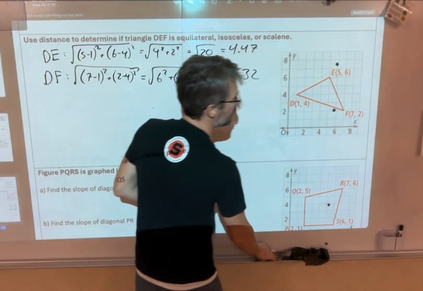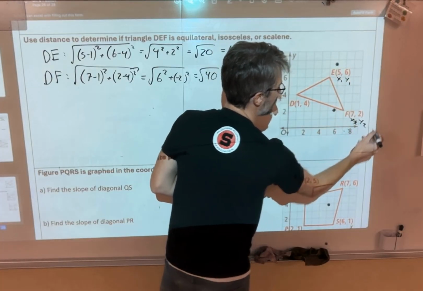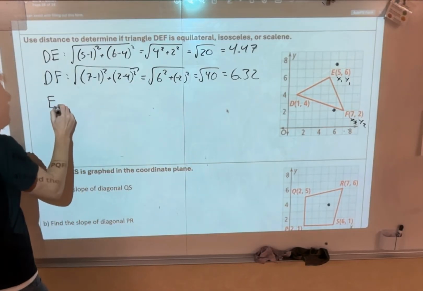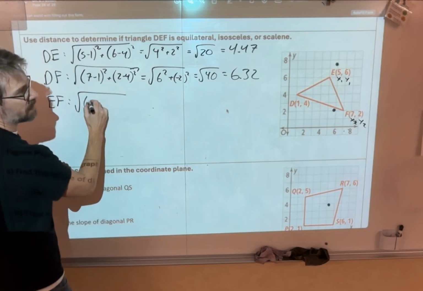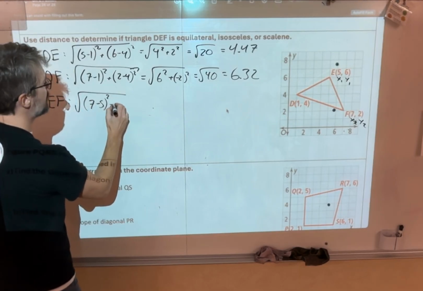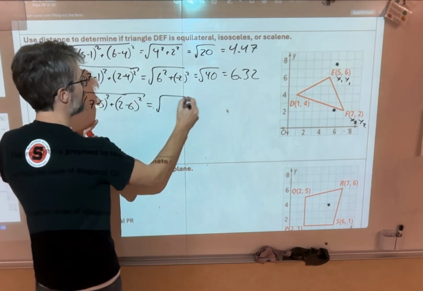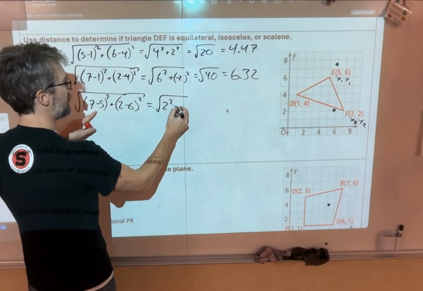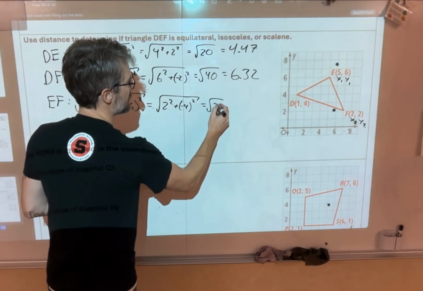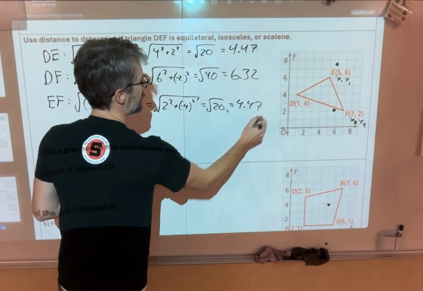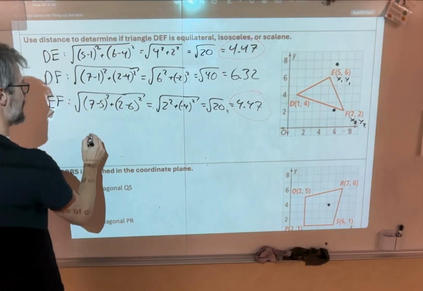All right, and then the last one would be EF. We'll call that x1, y1, and that x2, y2. So for EF, we have 7 minus 5 squared plus 2 minus 6 squared. That's going to give us 2 squared plus negative 4 squared, and that is 4 plus 16 is 20, which is 4.47. So we've got two sides of the same length. That means that this is isosceles.